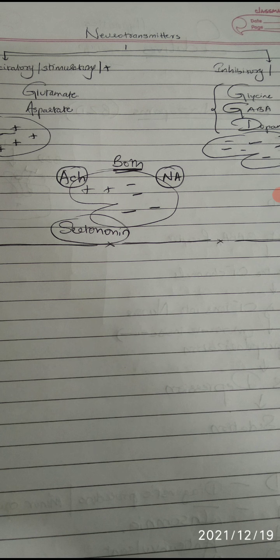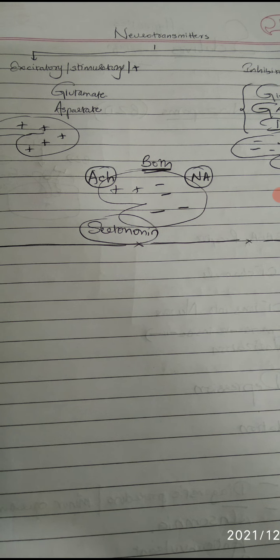So what are these excitatory neurotransmitters and inhibitory neurotransmitters? Neurotransmitters are basically chemical substances which communicate between the neurons. So these excitatory neurotransmitters stimulate the next set of neurons. They can also be labeled as positive to the neuron.